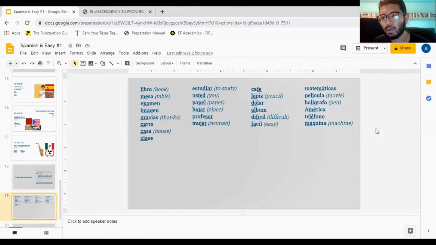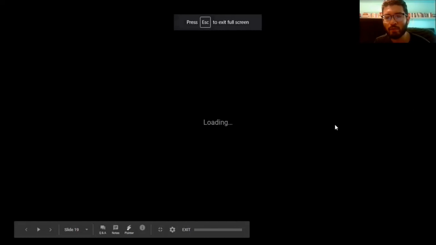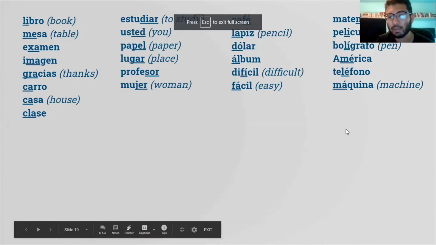As we can see here, matemáticas, película, bolígrafo, América, teléfono, and máquina. No, so the emphasis of the word falls in the third to last syllable in this set of words, and therefore they require a written accent mark.